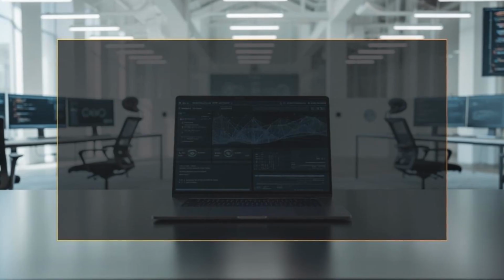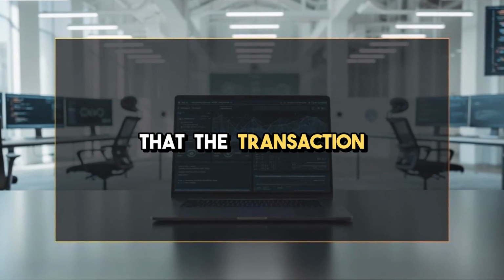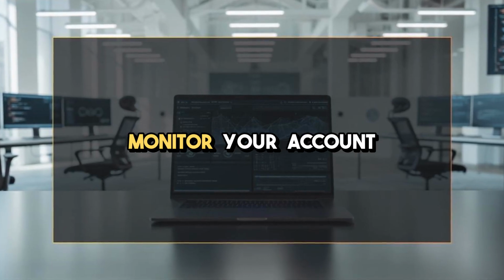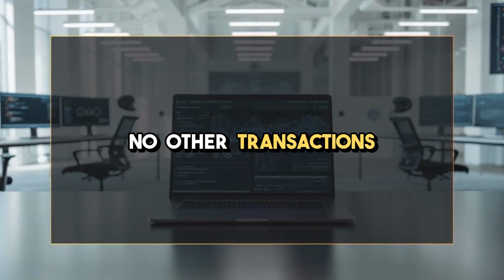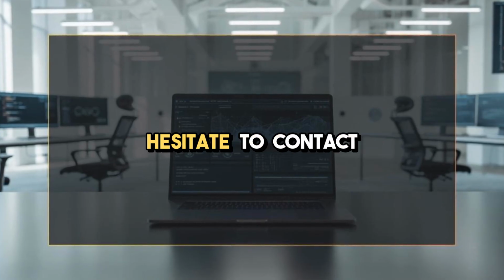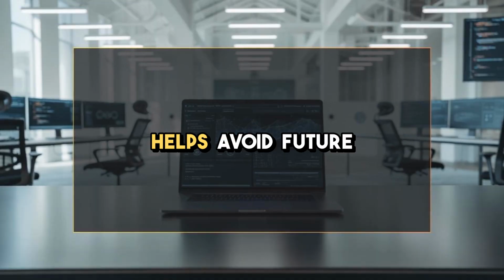Step 5. After resolving the issue, request confirmation from the agent that the transaction is now cleared and that your account is fully functional. Step 6. Monitor your account for a few days after resolving the block to ensure no other transactions encounter issues. If you notice any further problems, don't hesitate to contact Capital One support again, as preventative care helps avoid future blocks.